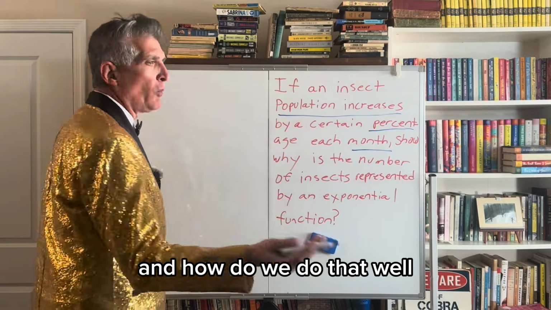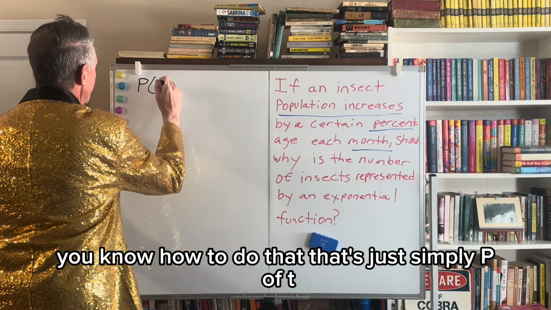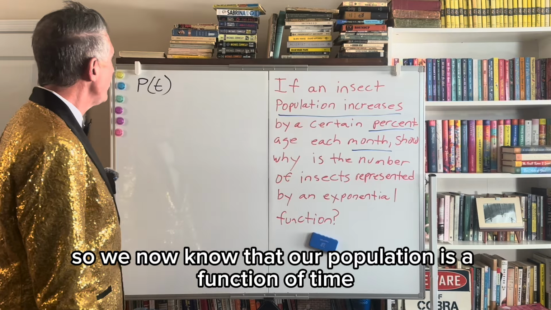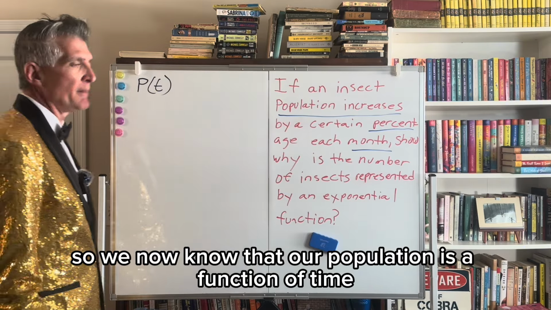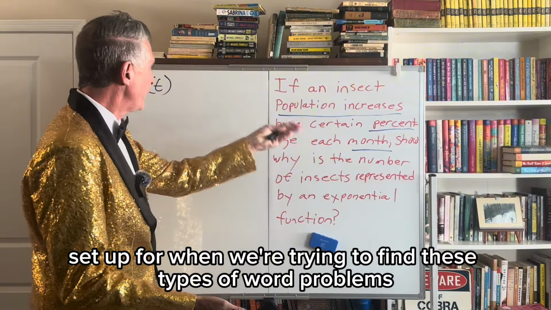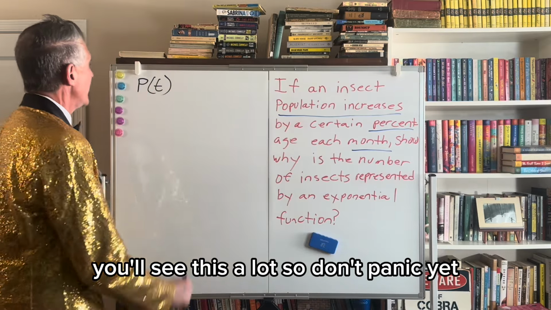So let's go ahead and set up a population function as a function of time. And how do we do that? Well, you know how to do that. That's just simply P of t. No big deal there, right? So we now know that our population is a function of time. That's a pretty common equation set up for when we're trying to find these types of word problems. You'll see this a lot. So don't panic yet.